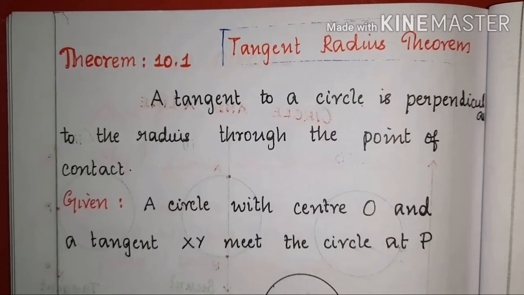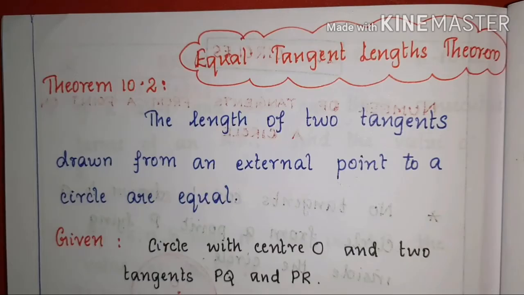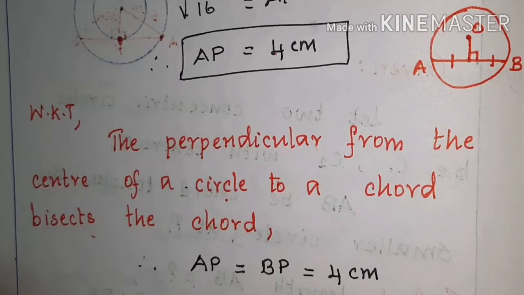The first one is the tangent radius theorem, that is, a tangent at any point to a circle is perpendicular to the radius of the circle. The next result is that the lengths of the two tangents drawn from an external point to a circle are equal. And one more result we have applied while doing sums, that is, a perpendicular drawn from the center to the chord bisects the chord equally.